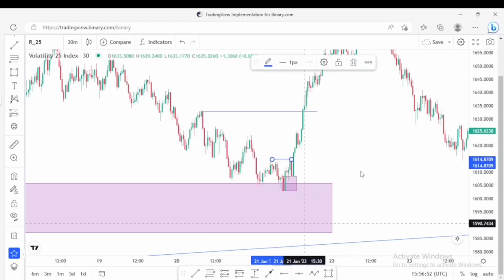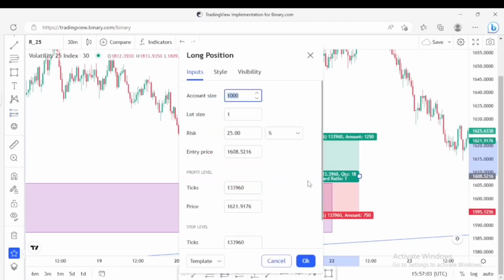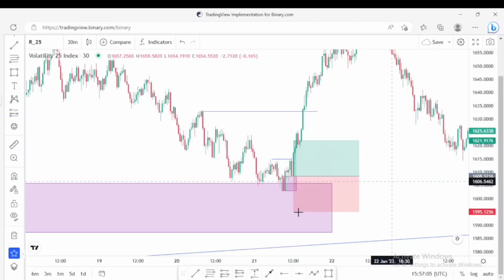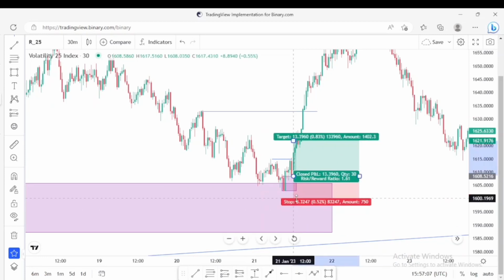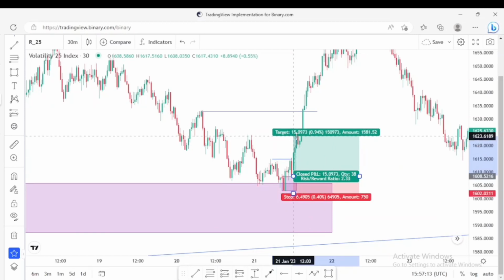So it broke it already, then your entry has to be here. So once price reaches here, that's when you'll be entering. You can see that price doesn't waste time. Once it gives you this confirmation, then your stop loss has to be below the zone. So why do we put the stop loss below the zone?